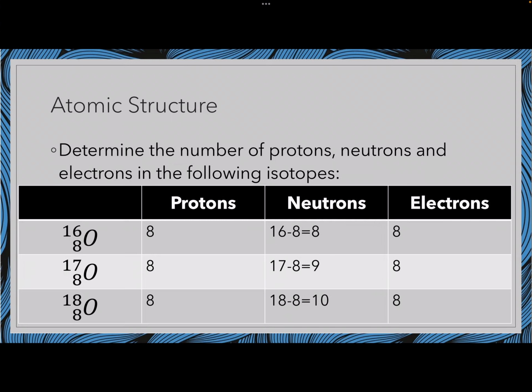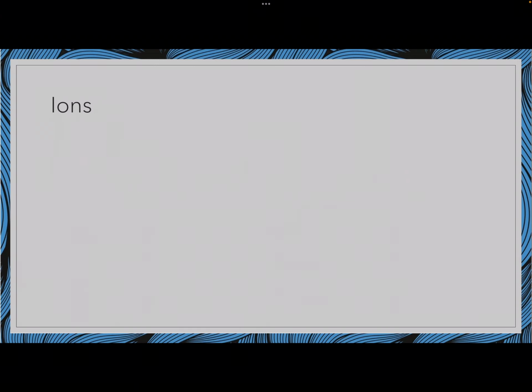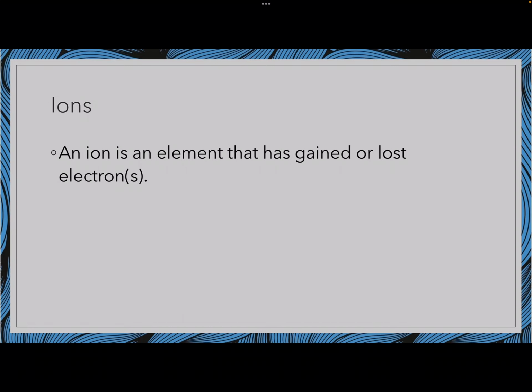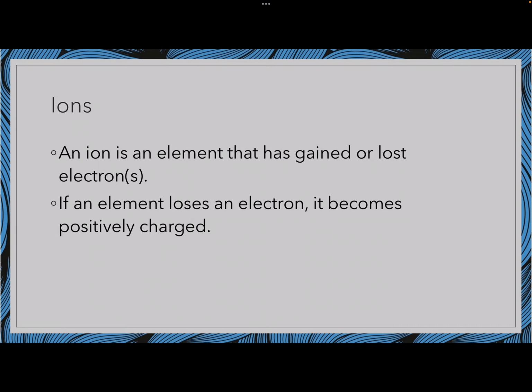Alright, so that's isotopes. Let's move on to ions. Hopefully you know a bit about ions, but if not, we're going to go through it now. An ion is an element that has gained or lost an electron or electrons. It can lose one or gain one or multiple. If an element loses an electron, it becomes positively charged. Remember, electrons are negatively charged, so if you lose one, the atom becomes positively charged.